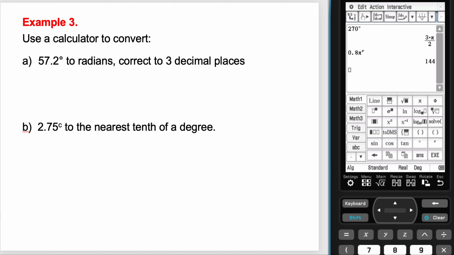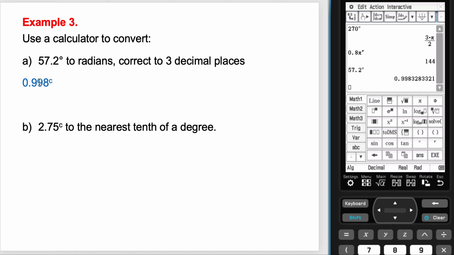Next couple are just calculator questions again, so it's a little bit repetitive, but just to emphasize how this goes into your CAS. So we've got converting 57.2 degrees into radians. So this time we want our answer to be in radians. It says 3 decimal places, so I'm going to change standard mode back into decimal mode. 57.2 degrees. Hit execute, and we get 0.99832. So rounded to 3 decimal places, that would be 0.998 radians.